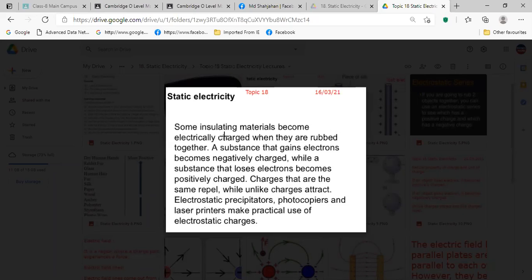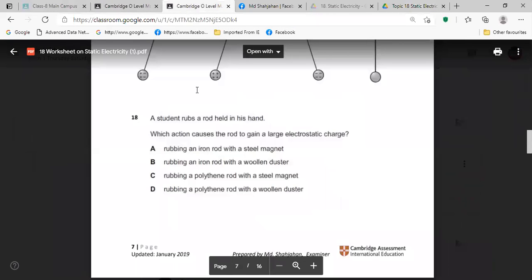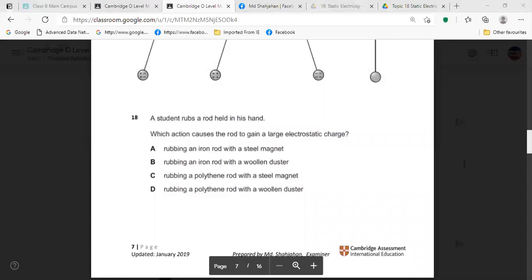So this is the key idea: you must rub two insulators. Have you got it? Yes, sir. In your notes, whether you are writing in your copy or in your worksheet, you should take this down. This is the key idea.